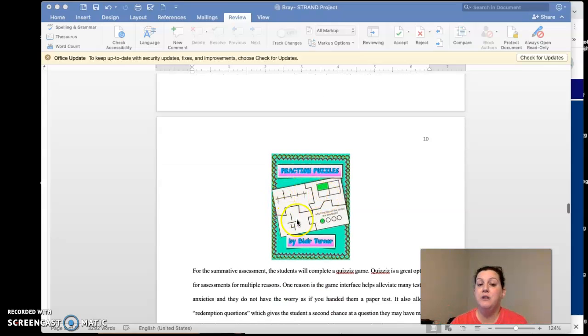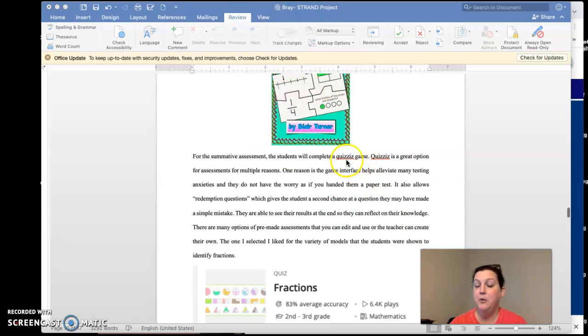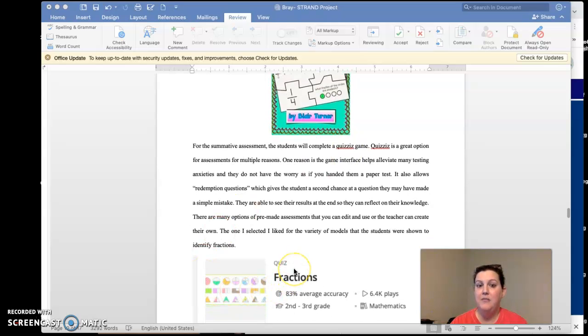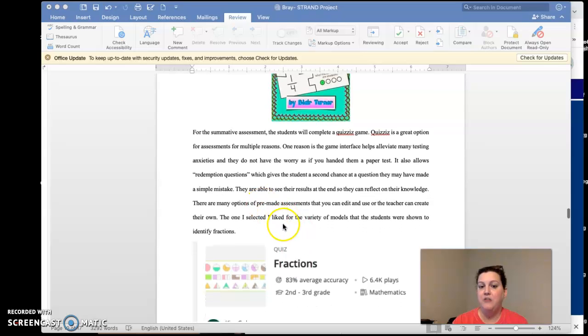But in these puzzles, we're really working on that idea that fractions can be represented with multiple models. So they will be given a number fraction and then 3 models, and they will have to connect them all together to show that they're all showing the same model. For the summative one, we're actually going to use a Quizizz digital technology connection.